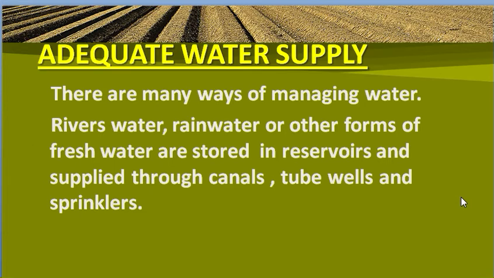There are many ways of managing water. River water, rainwater, or other forms of fresh water are stored in reservoirs and supplied through canals, tube wells, and sprinklers. Do you know sprinklers? Canals, I think you should know. You must know about canals and tube wells. But what are sprinklers? Let's see in the next slide.